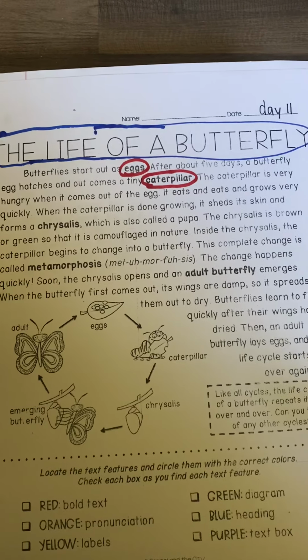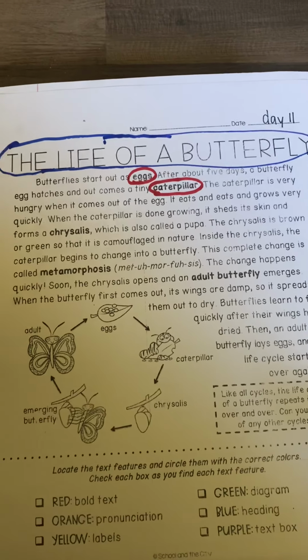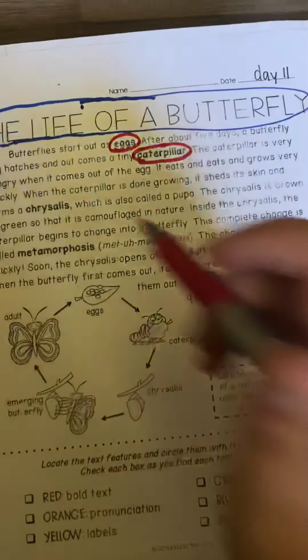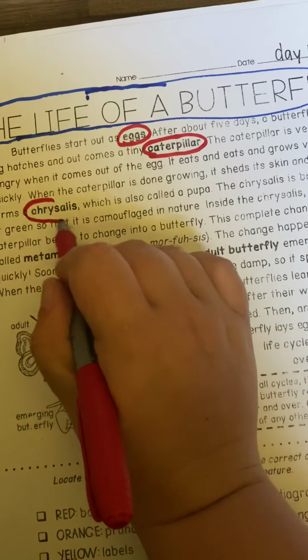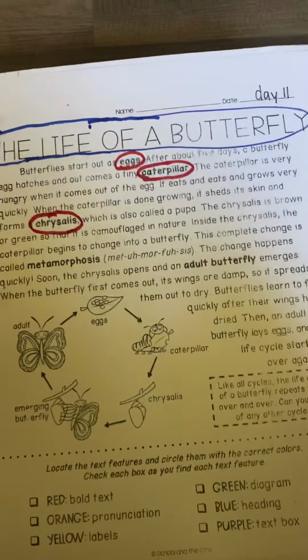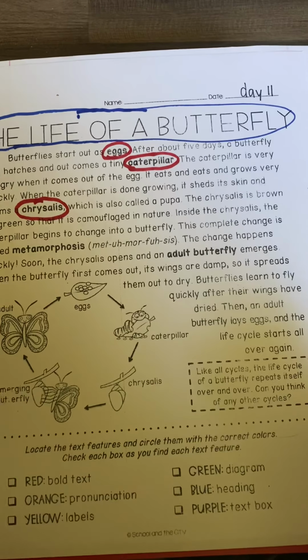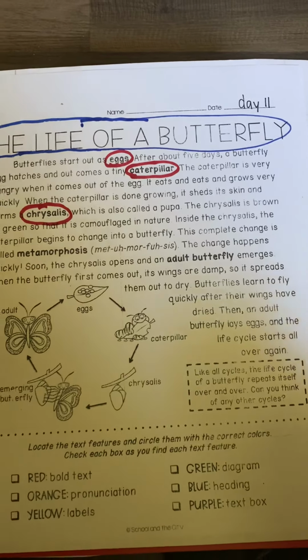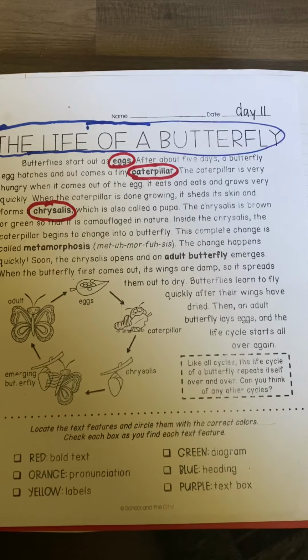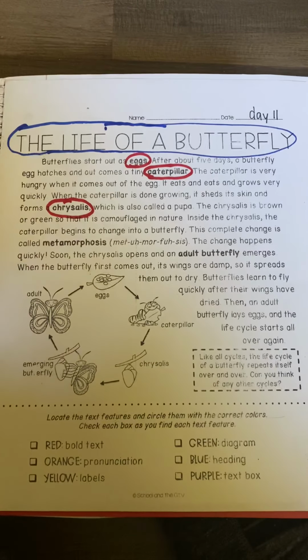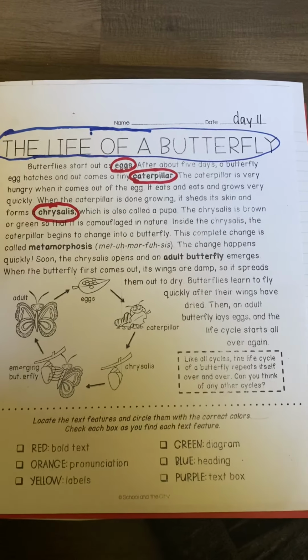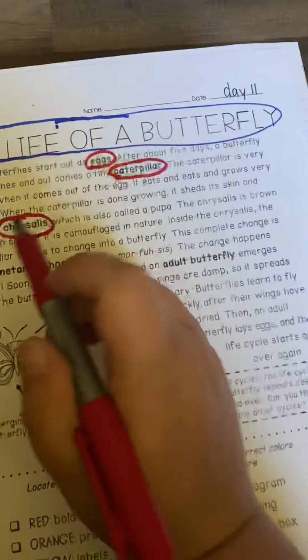When the caterpillar is done growing, it sheds its skin and forms a chrysalis, which is also called a pupa. The chrysalis is brown or green so that it is camouflaged in nature. Inside the chrysalis, the caterpillar begins to change into a butterfly. This complete change is called metamorphosis.